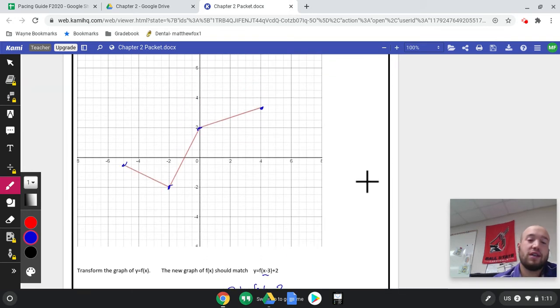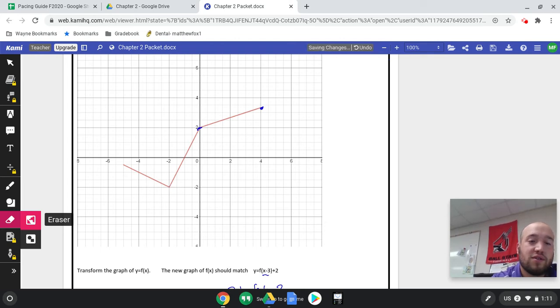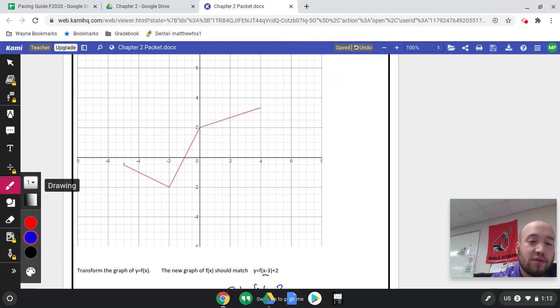We can choose any of these points to start with. Let me erase those just so I can show you what I'm doing. I'm going to start with this point right here. So if I go right 3, and I'll do it with my cursor, that's actually over 1, then over 2, and then over 3.